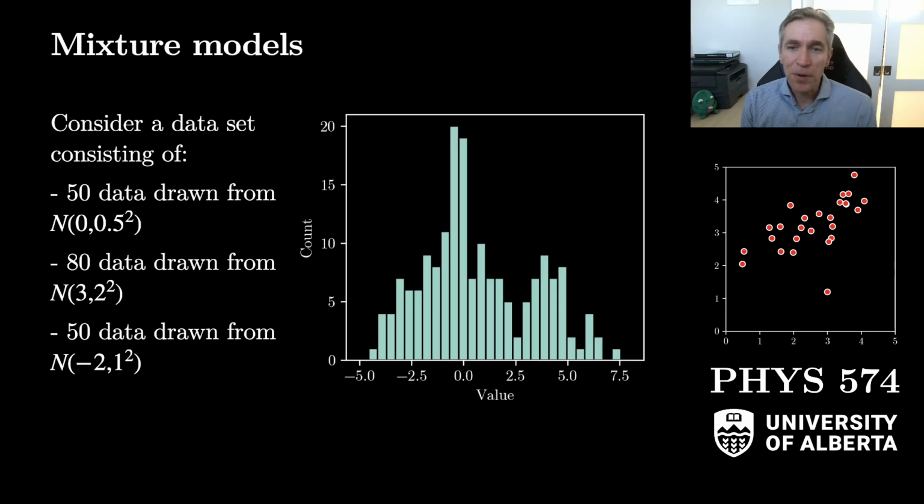For our next example, we want to look at a mixture model. This gives us an important toolkit for exploring some data. We've faked up some data here. This is a data set that includes 50 samples drawn from a normal distribution centered at 0 with a standard deviation of 0.5. 80 data are drawn from one centered out here at 3 with a standard deviation of 2, and then 50 are drawn from a sample centered at -2 with a variance of 1. So that gives us a data set that looks like this.